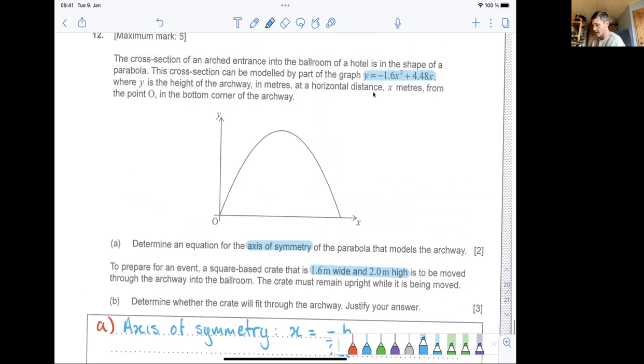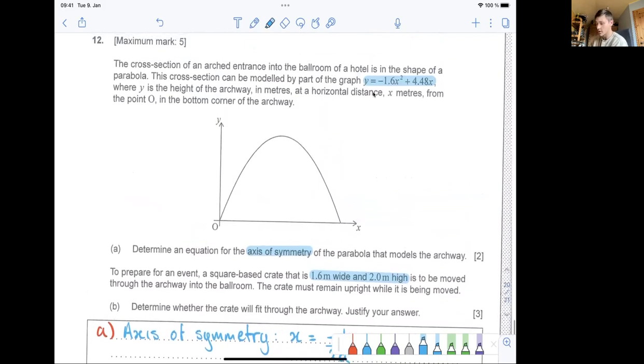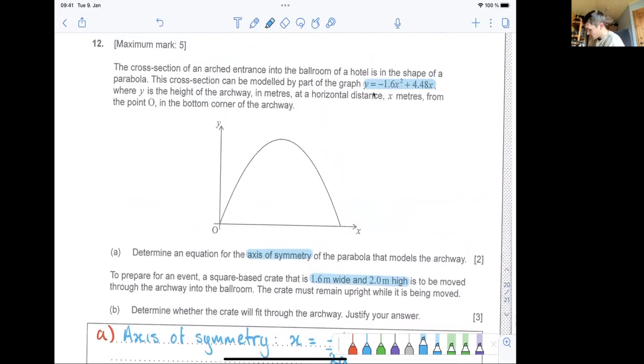All right, but before we do that, I just want to sort of illustrate what we're going to be doing. So we're going to graph negative 1.6 x squared plus 4.48 x, and we'll get the same shape as this here. Then we're also going to graph the line y equals 2, which is going to draw a horizontal line across the ballroom at a height of 2 meters. Let's say that's roughly there, and we'll say that this is at 2 meters.